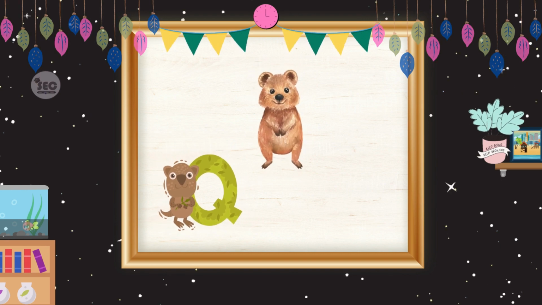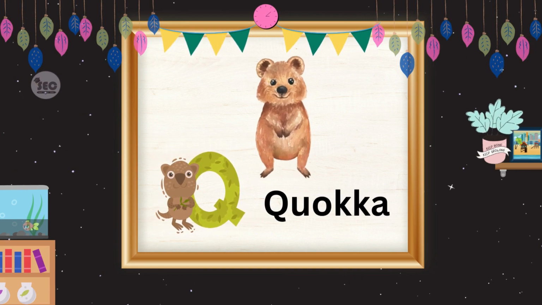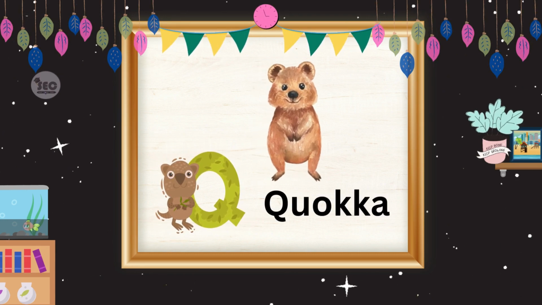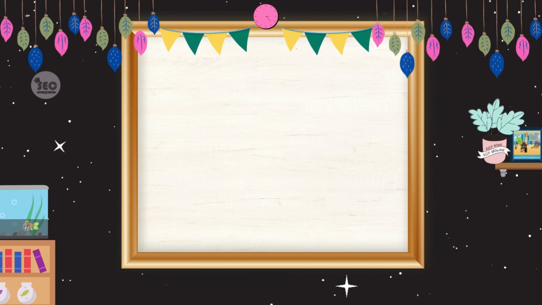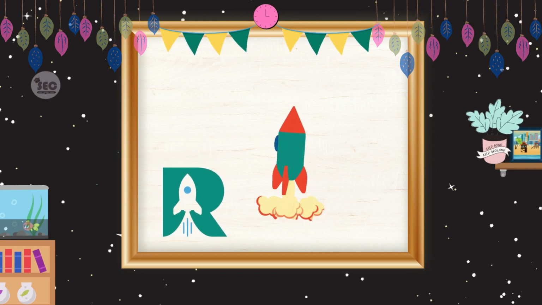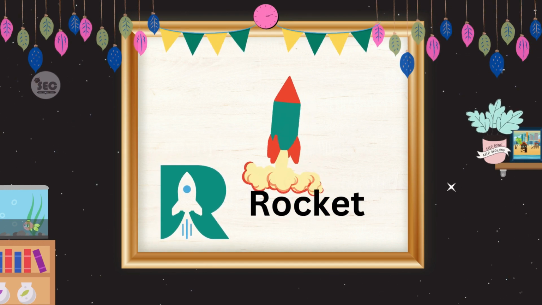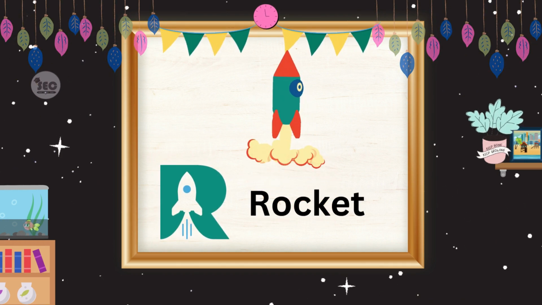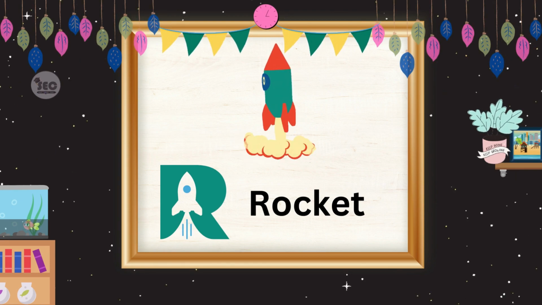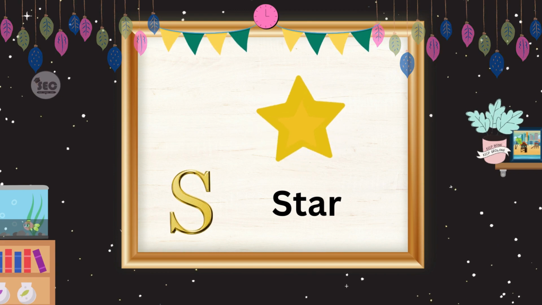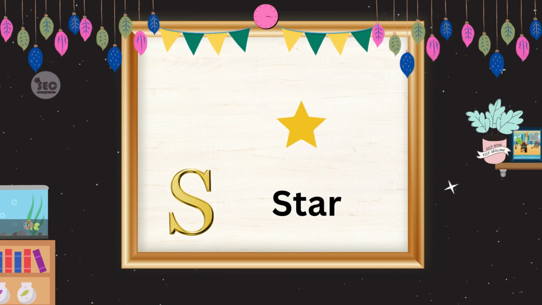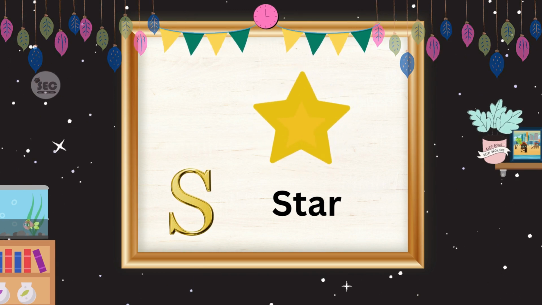Q for quokka. Q-U-O-K-K-A. Quokka. R for rocket. R-O-C-K-E-T. Rocket. S for star. S-T-A-R. Star.